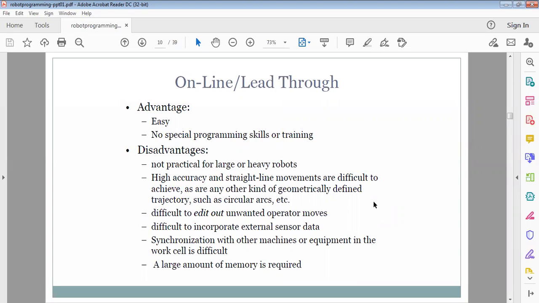So, but the disadvantages are more compared to the advantages. Okay. So what are the disadvantages?